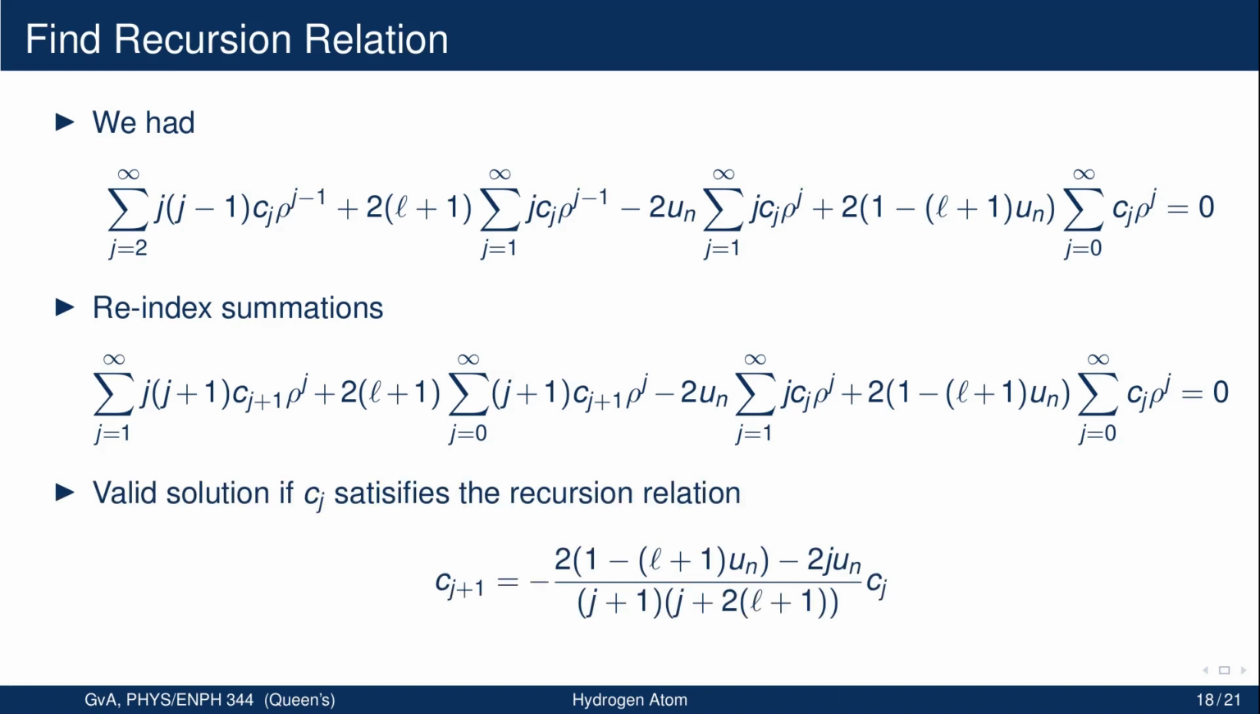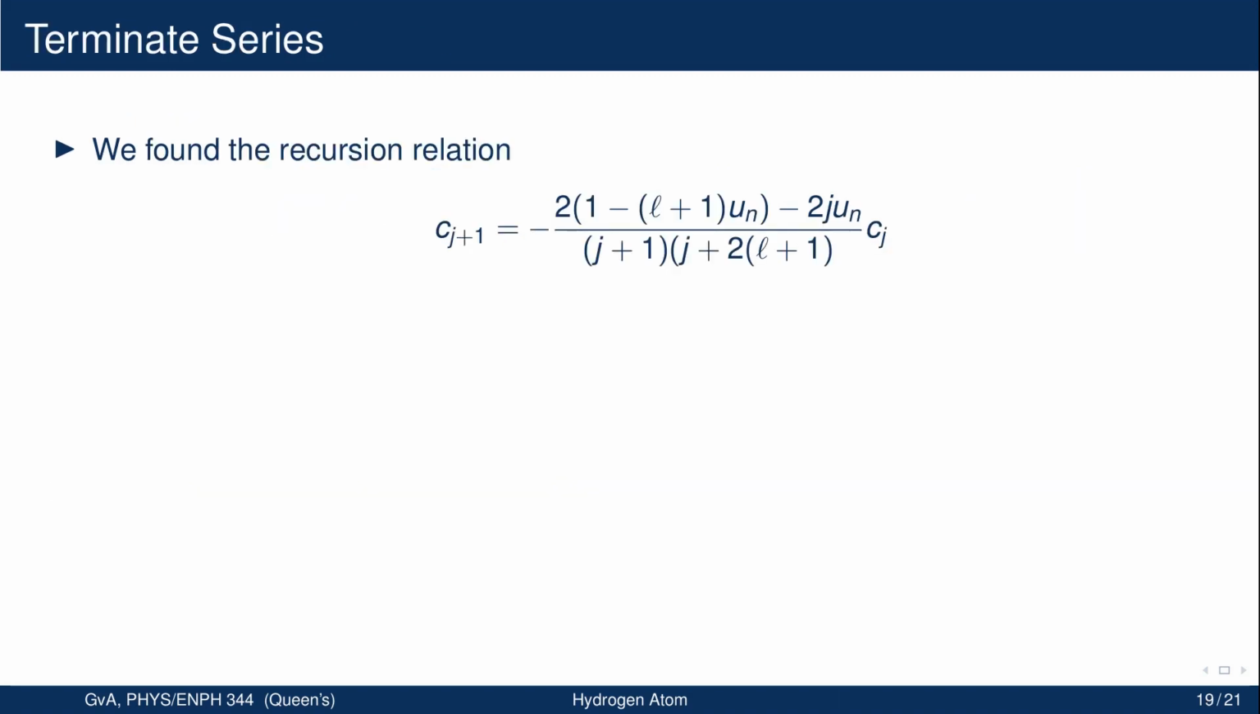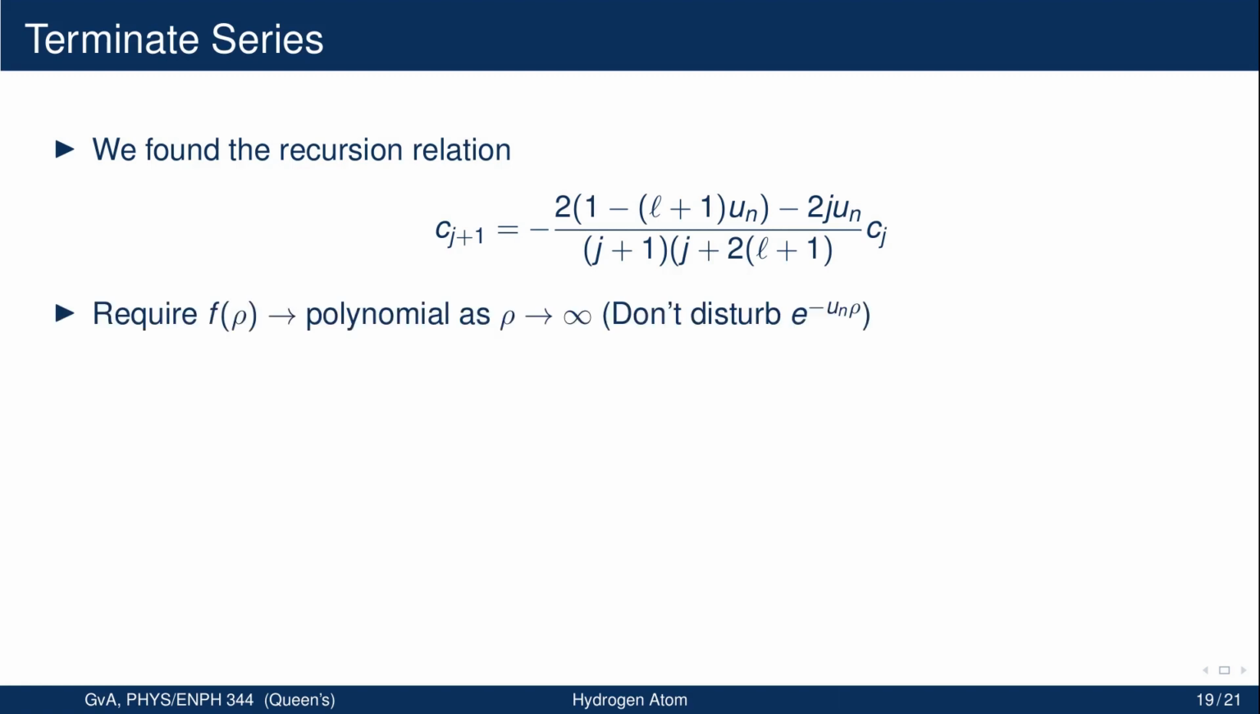A valid solution for this ordinary differential equation satisfies the recursion relation between the coefficient c sub j plus 1 and c sub j that involves all of these constants. The recursion relation we just wrote down on the previous slide looked like this. We had the requirement that f of rho had to be a polynomial as rho went to infinity in order to not disturb our exponential fall off.